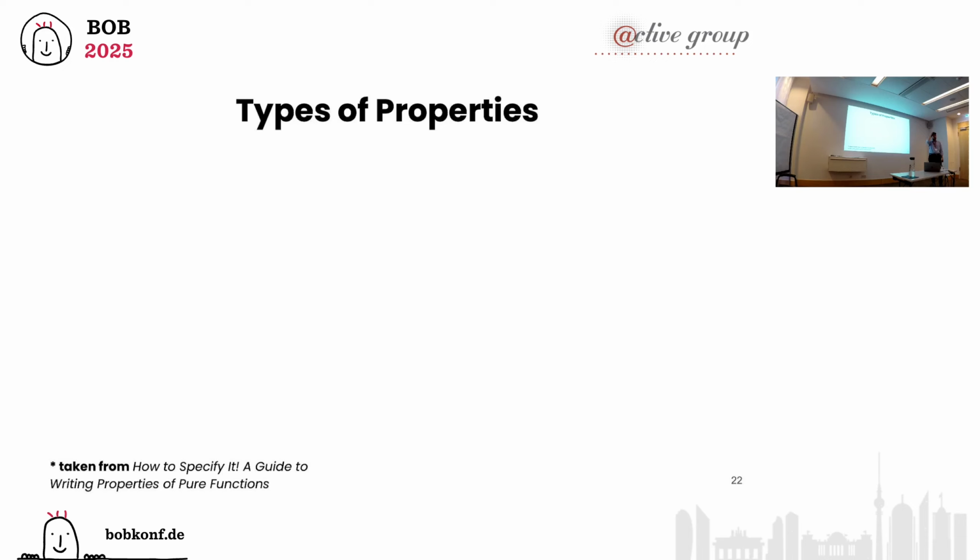So I'm now going to talk about, as I said, 4 different types of properties. I luckily didn't invent these. They are not just figments of my imagination. They are taken from an article, a guide to writing properties for pure functions, written by John Hughes, the inventor of QuickCheck. And the first one is validity testing.